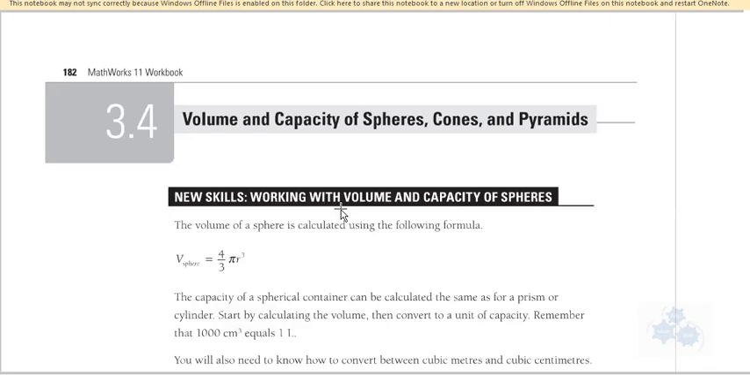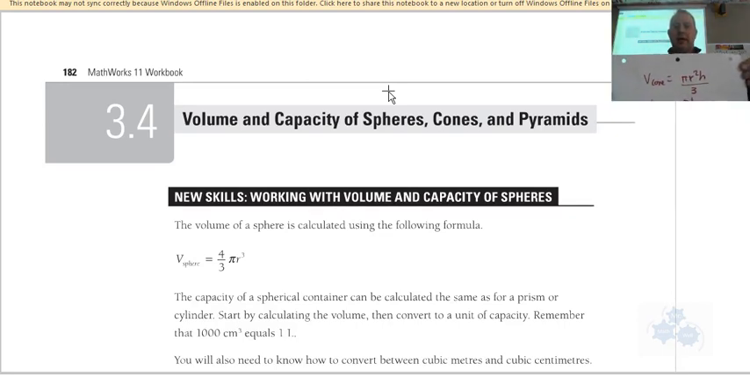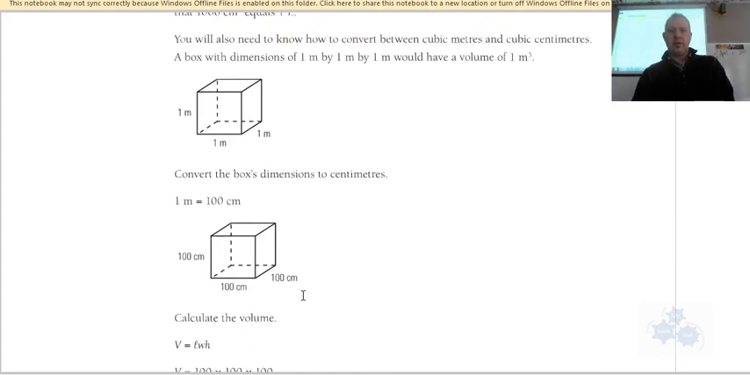Point 4, volume and capacity of spheres, cones, and pyramids. Hopefully you just saw that video where we developed these, and those are the volume formulas. One thing we need to understand is this conversion right here.